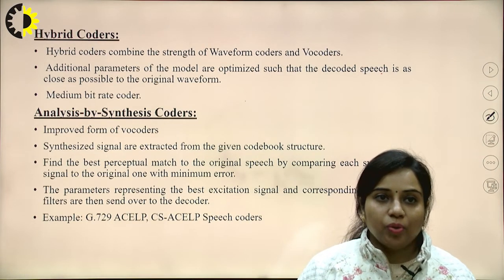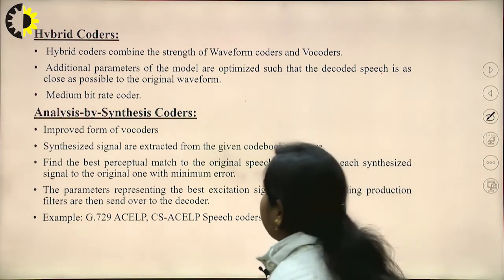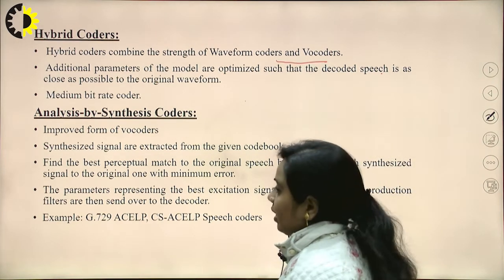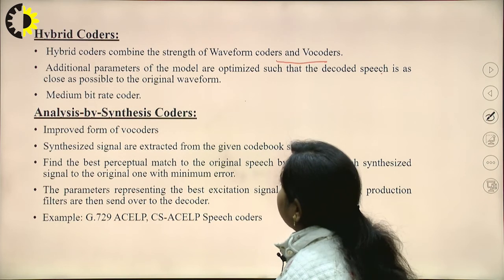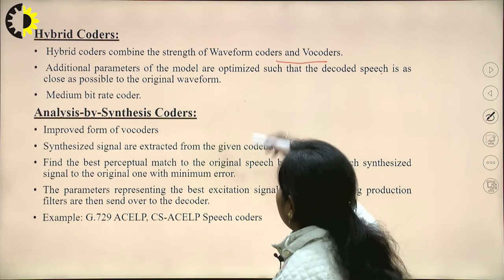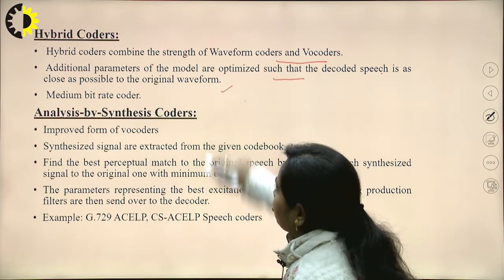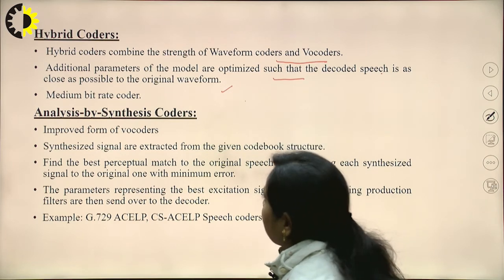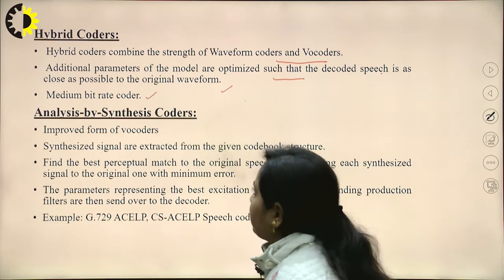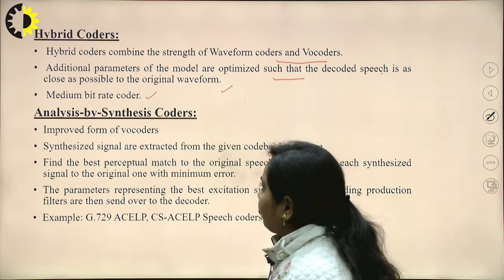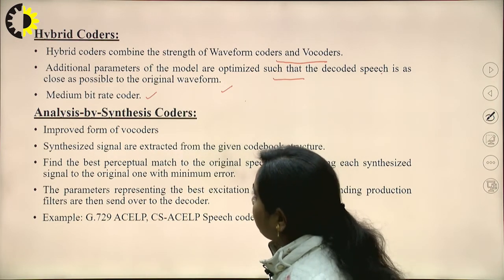Now the hybrid coders are used to combine the strengths of the waveform coders and vocoders. The additional parameters of the model are optimized such that the decoded speech is as close as possible to the original waveform, and it has a minimum bit rate. So this is the condition for hybrid coders.